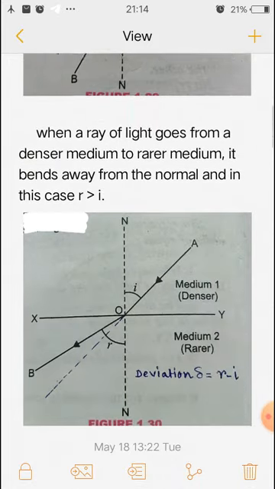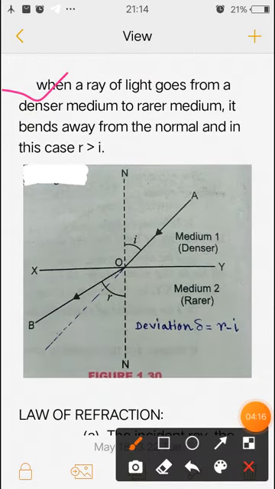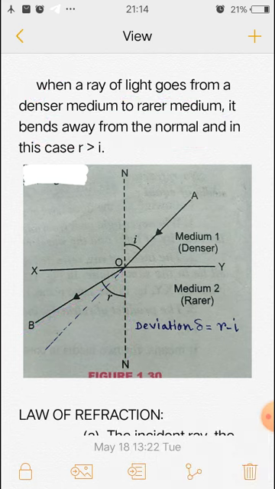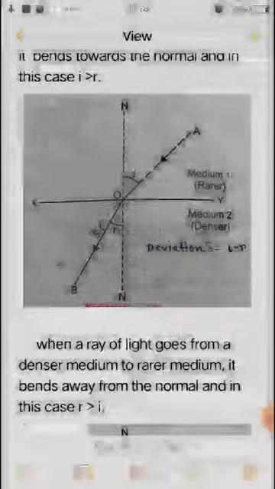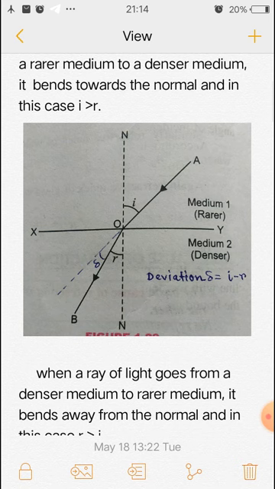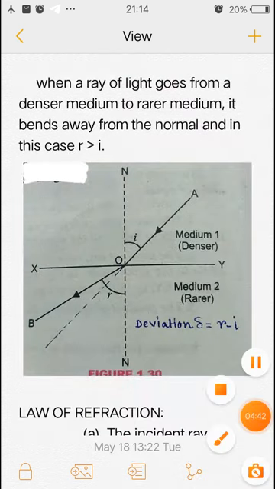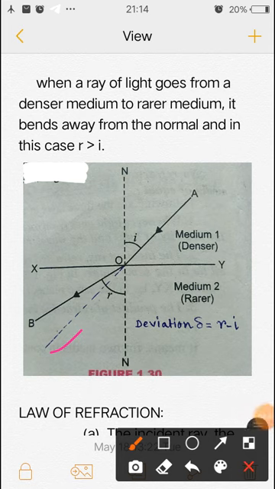And when a light goes from a denser medium to a rarer medium, it bends away from the normal. You can see it bends away from the normal. In the previous picture the refracted ray came closer to the normal, and in this figure the refracted ray bends away from the normal, and in this case the deviation is r minus i.